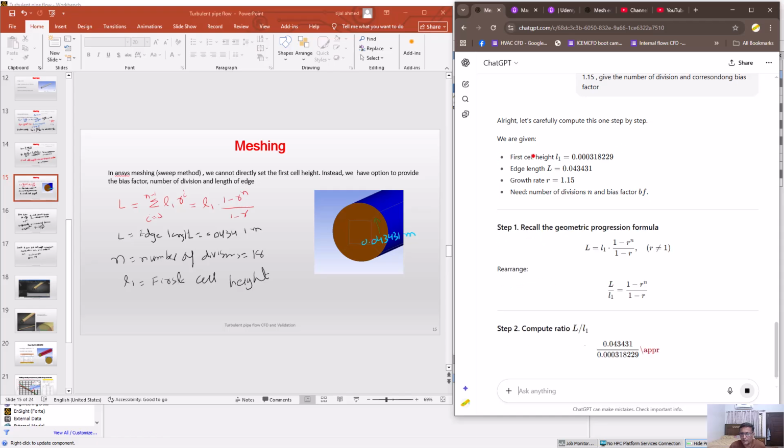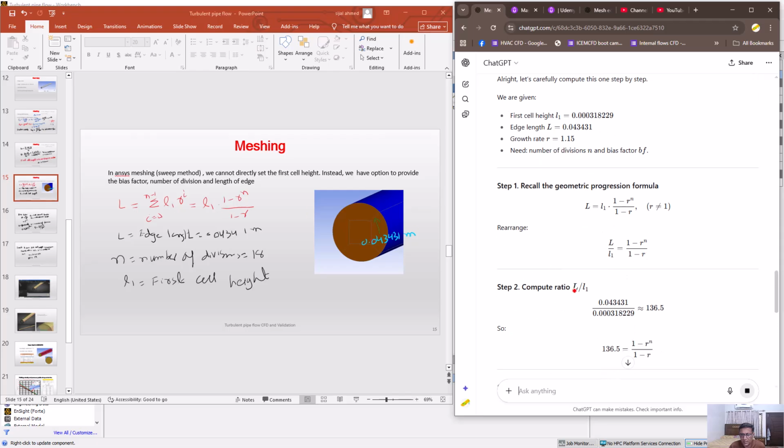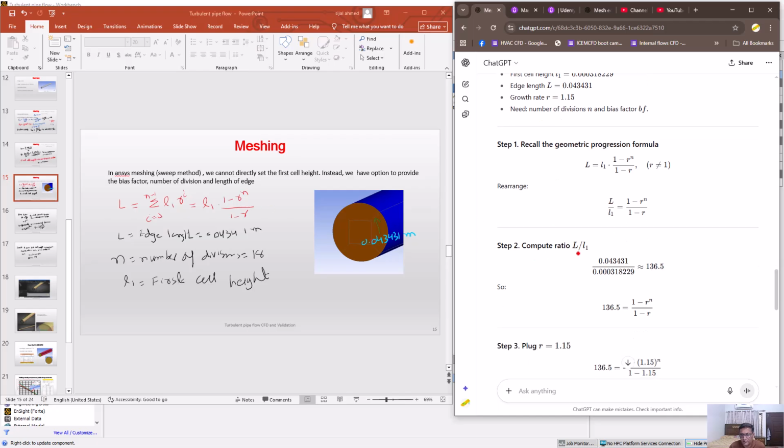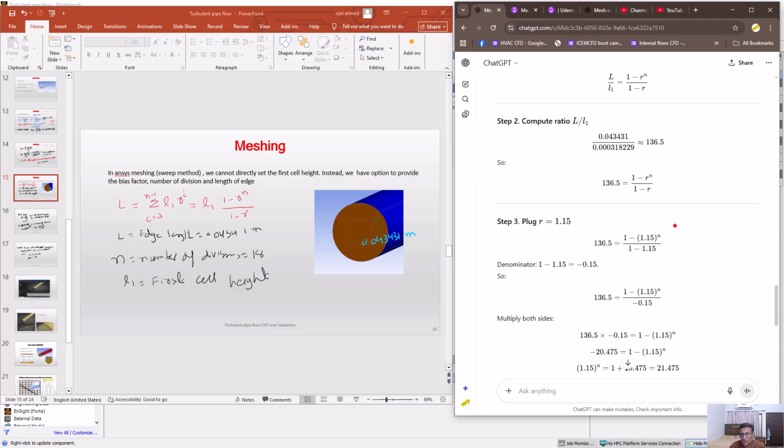So these are our parameters. Using the same formulas which are given there, L1 into 1 minus R, they are computing L upon L1. L is the total length of the edge and L1 is the first cell height. This comes out to be 136.5, so you can now solve this equation. This equation contains R in both numerator and denominator, where R has power n and R is power 1 in the denominator. They are plugging in the values and finding the answer.